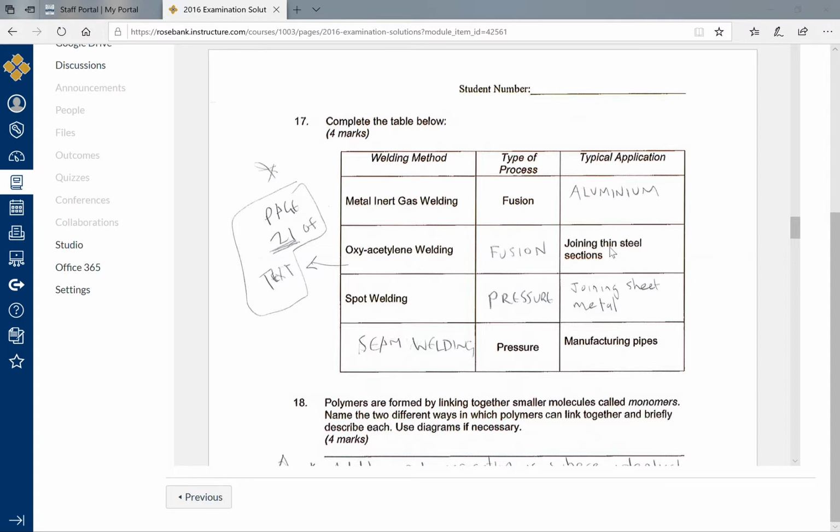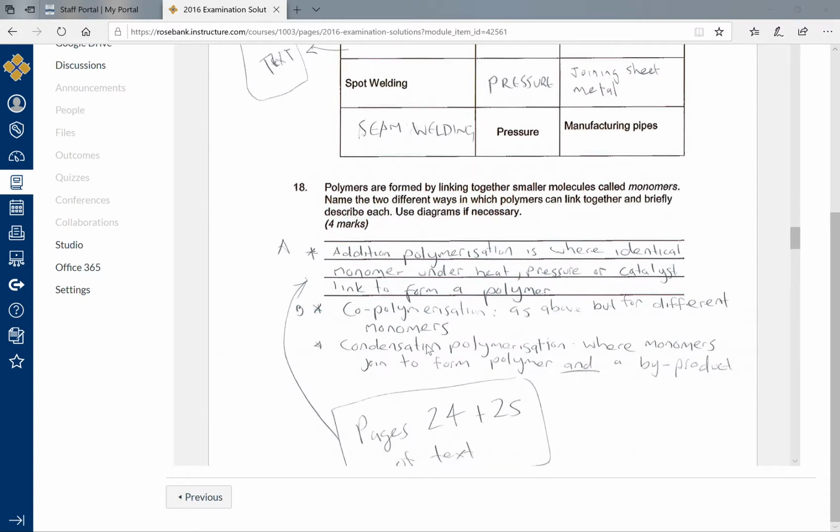Oxyacetylene joining thin metal sheets is fusion. Spot welding is when you're putting together two metal sheets and there's two little probes that push down and create pressure to weld the joint. And then seam welding, well, if you think about a pipe that gets rolled and you've got a seam along one side, once again that's a pressure process. So we've got to really have a good look at that table and get our heads around it to be able to answer that type of question. It's a lot of information, I know, but that's just what's got to happen.